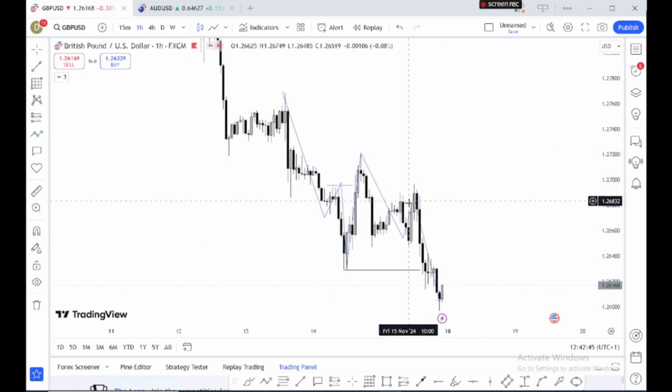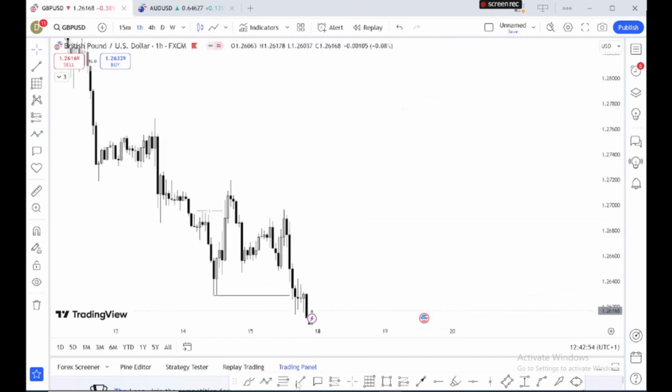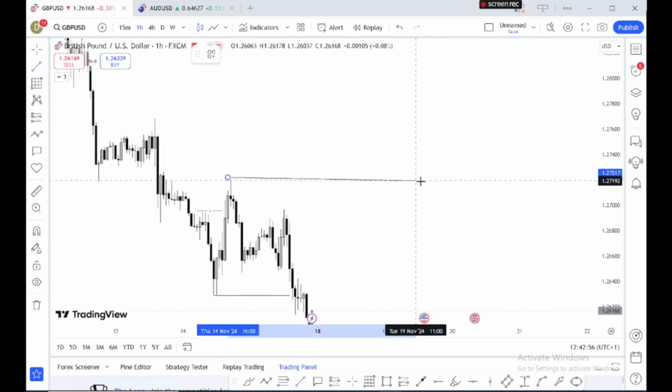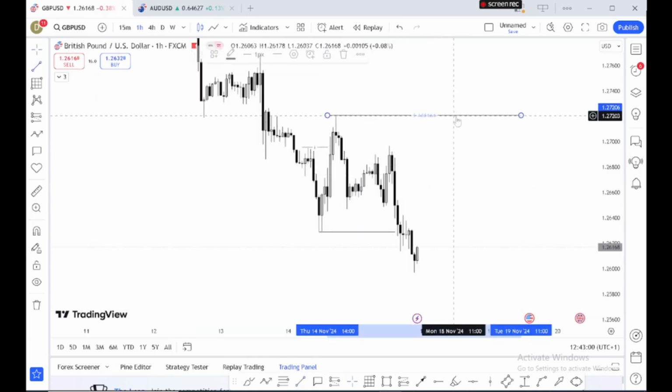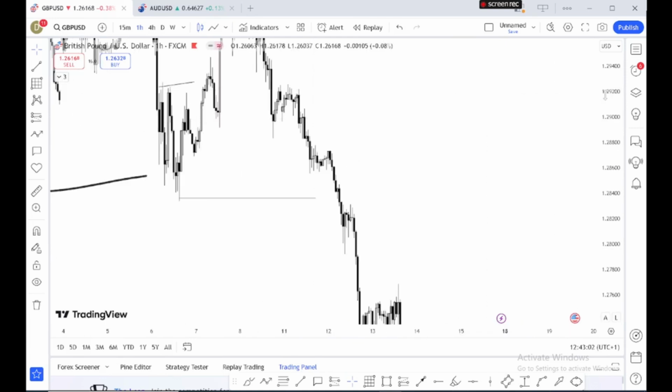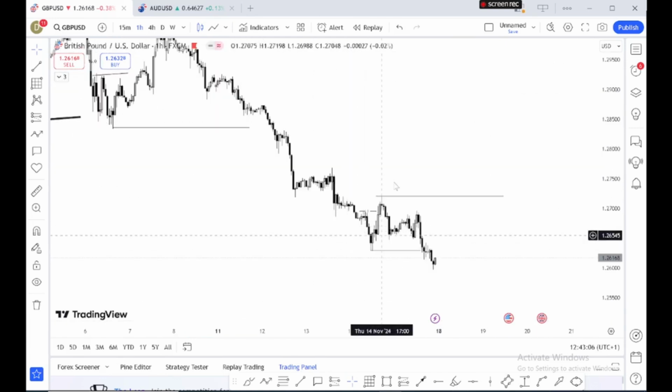Looking at this, you see inducement taken out, break below here. So in this scenario, it means that this is going to be our recent high, because the market has created structure below. So this one is not going to be valid anymore. So I'll be looking from this low to this high.